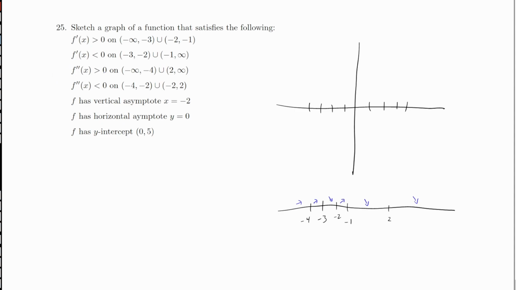F double prime is positive. That means that the original function is concave up from -infinity to -4, and also from 2 to infinity. F double prime is negative, so f is concave down from -4 to -2, and then also from -2 to +2. Okay, f has a vertical asymptote at -2, and a horizontal asymptote, y equals 0. And it has an intercept (0, 5).